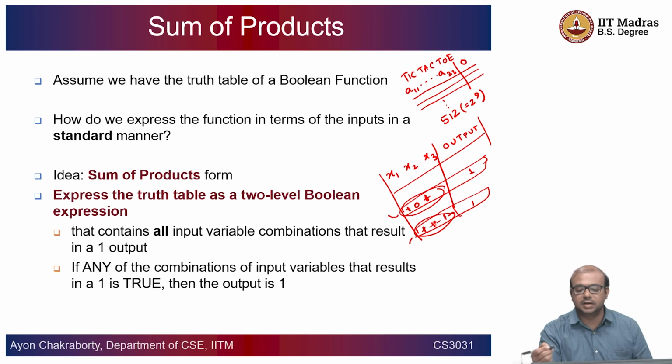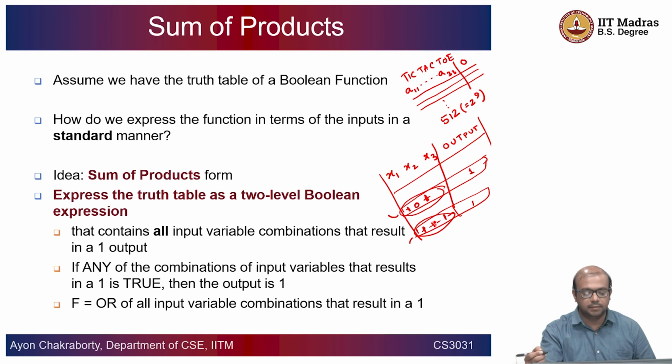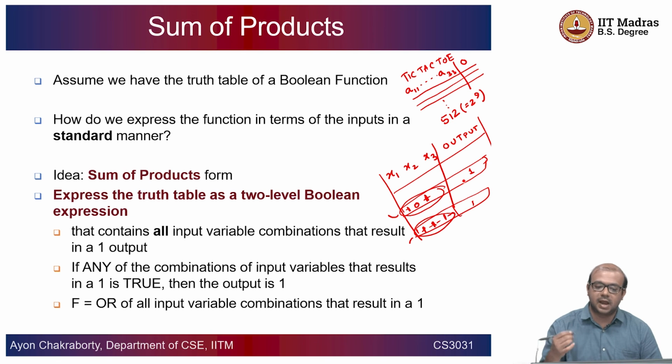So this is the reason we are talking about a two-level thing, right? Your function is an OR of all the input variable combinations that result in a 1. It's as simple as that. It's a very useful way to represent truth tables, and it's a standard way, and you will also appreciate the benefits of using the sum of products expression. There are many other techniques that will take the standard sum of products as input and then try to simplify it.